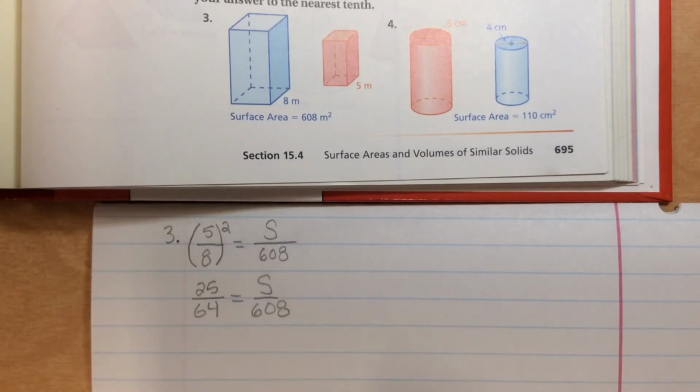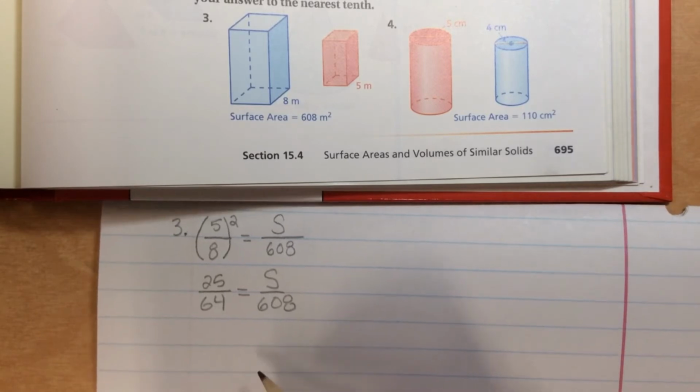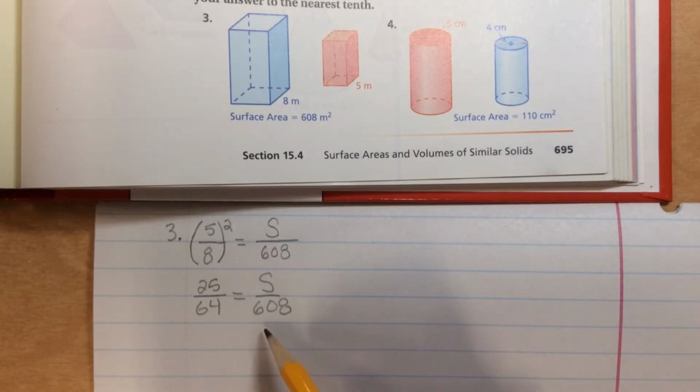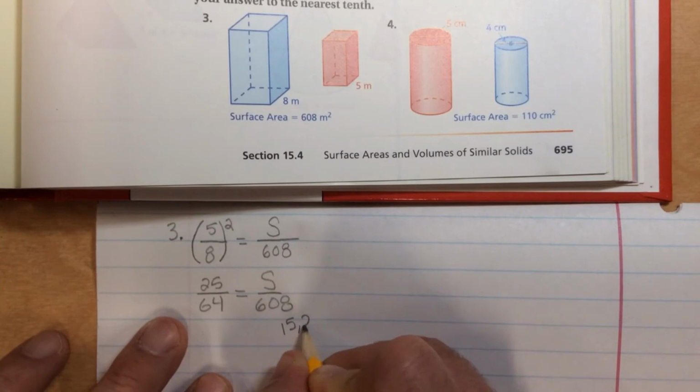Ideally, 608 is evenly divisible by 64. Wouldn't that be nice? So 608 divided by 64 equals, it's close, 9.5. So we actually could do that, but let's not. So 25 times 608 equals 15,200, in case you didn't know that.